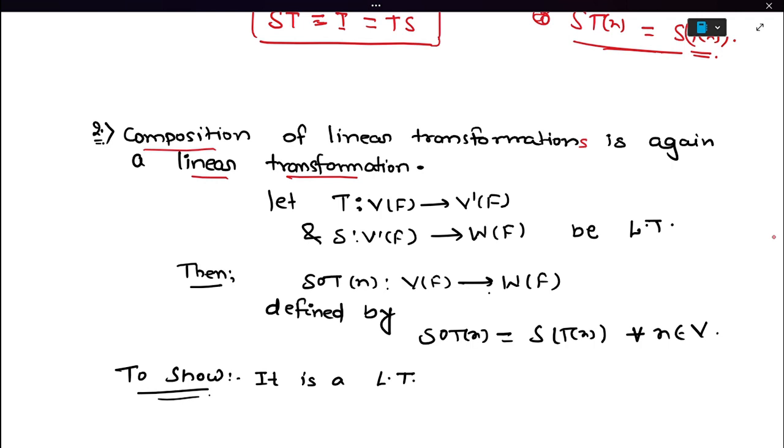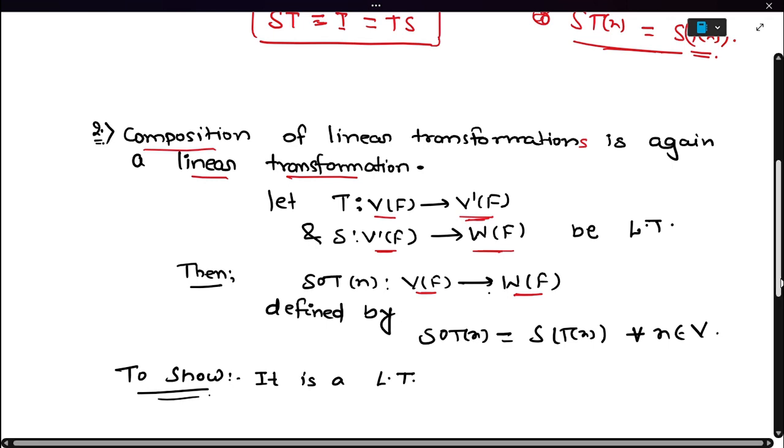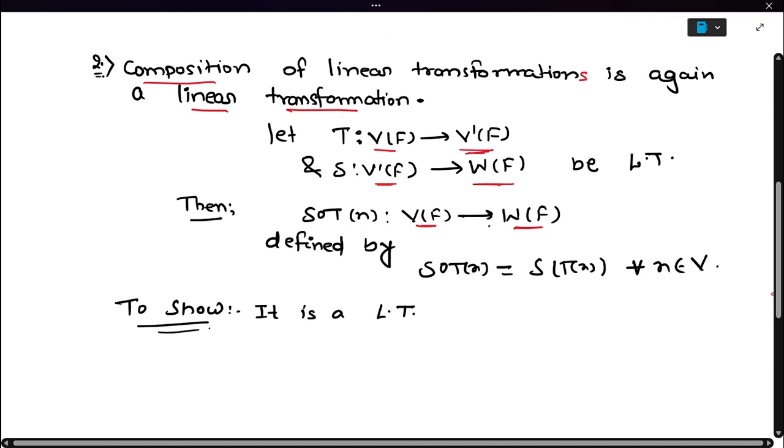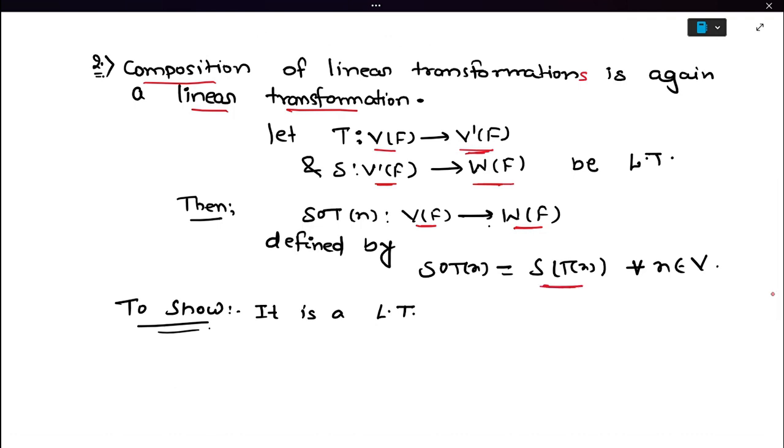So assume we have a linear transformation T from V to V dash and a linear transformation S from V dash to W, and its composition S of T goes from V to W. When we take an element, Tx is in V dash, and then the S image of V dash should be in W. So S of T will be from V to W, and it is defined by S of T of x equal to S of T of x for all x.